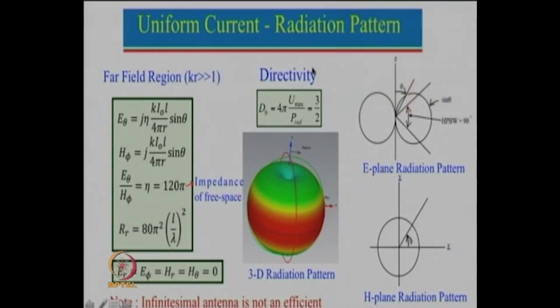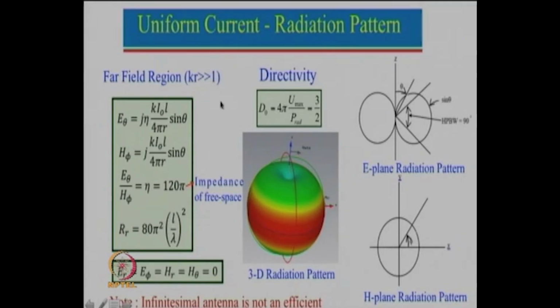So now let us just see what the different things are here. I have used the term uniform current. I am not mentioning infinitesimal dipole here, because I do not agree that current will go to 0 at the edges. But for uniform current, let us see what the far field region is.